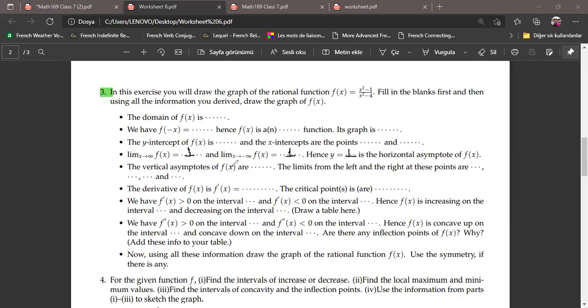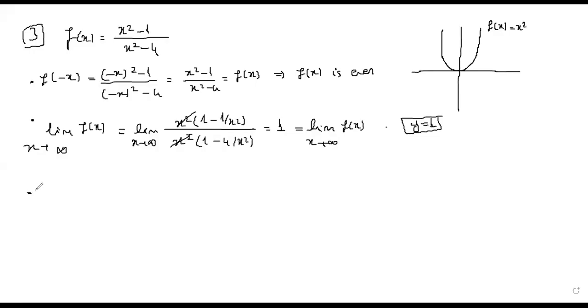What are the vertical asymptotes of the function? For that, we know the function is undefined when x is equal to minus or plus 2, right? So for vertical asymptotes, we need to check the limits at those points. So let's do that on the whiteboard again. For vertical asymptotes, we have x equals minus plus 2, the points which make the denominator 0. For those points, we need to check the limits.